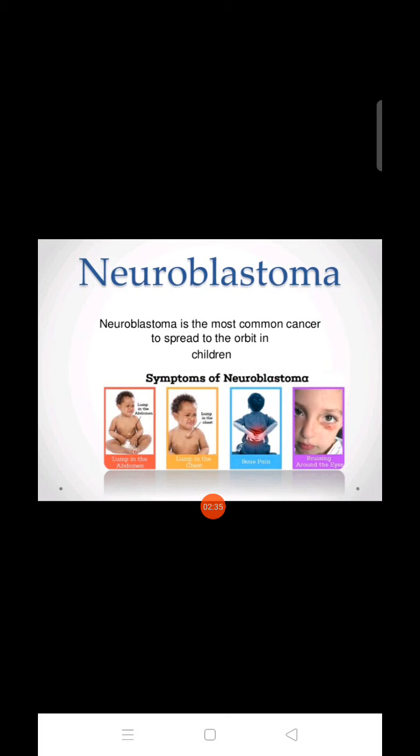Next one is neuroblastoma. Neuroblastoma is the most common cancer to spread to the orbit in children. The symptoms of neuroblastoma: there is a lump in the abdomen, a lump in the chest, bone pain, and bruising around the eyes. These kinds of symptoms appear in the case of neuroblastoma.